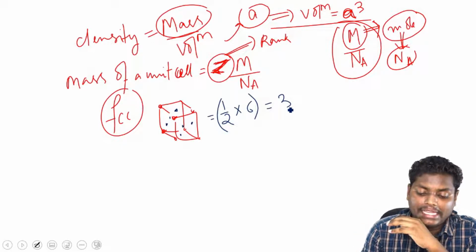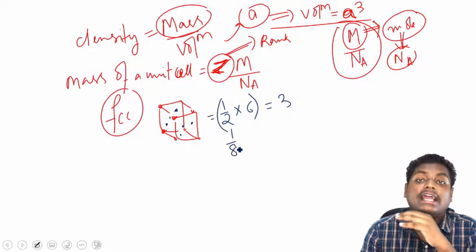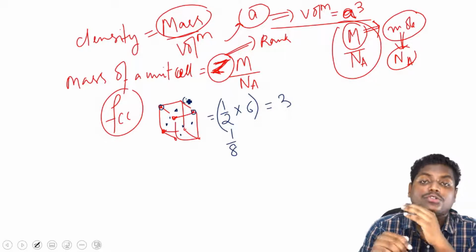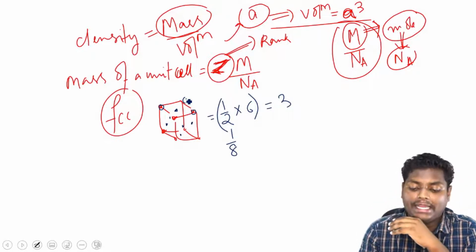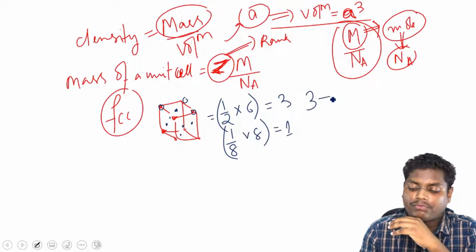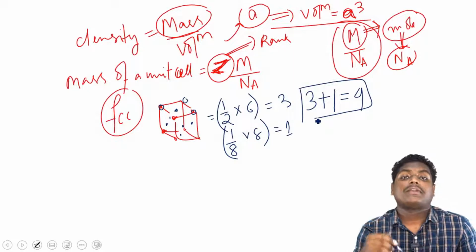Now from the corners, we are having 8 corners. So the contribution per corner is 1 upon 8, and we are having 8 corners, so it will give us 1. So the rank for this is 4. So the rank for this FCC unit cell is 4.